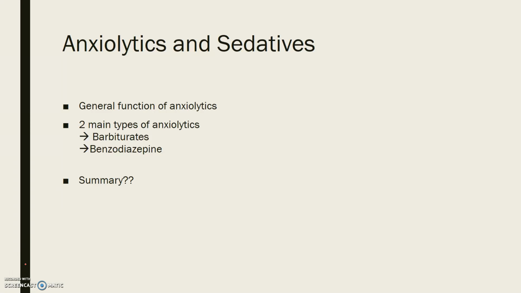The two main types of the anxiolytics, as I have written above, are barbiturates as well as benzodiazepine. Benzodiazepines increase the frequency of GABA channel opening, as for the barbiturates, they increase the duration of the GABA channel opening. Benzo increases frequency, barbiturates increase duration.